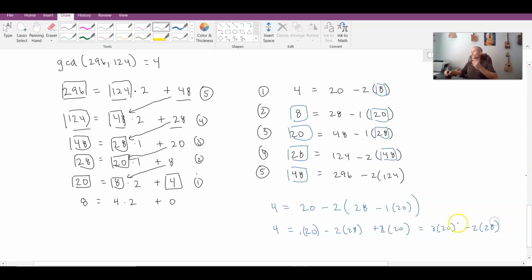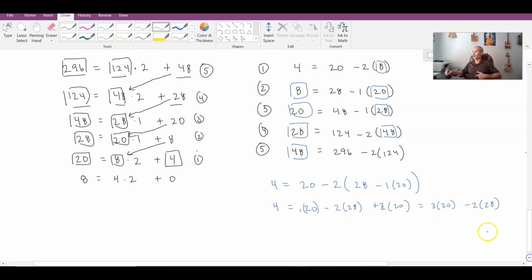negative 2 copies of 28. Now we should just be able to check our work here. 3 times 20 is 60. 60 minus 56 is 4, and so that still gives me the correct value. So that checks off of our list this substitution here.